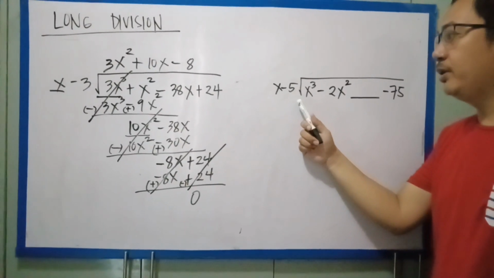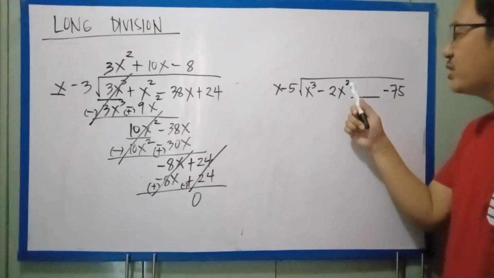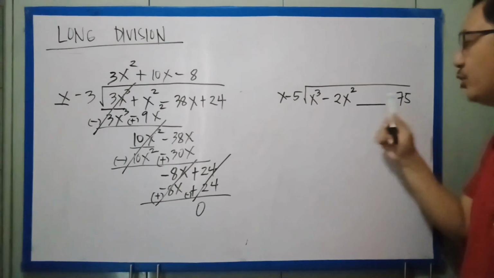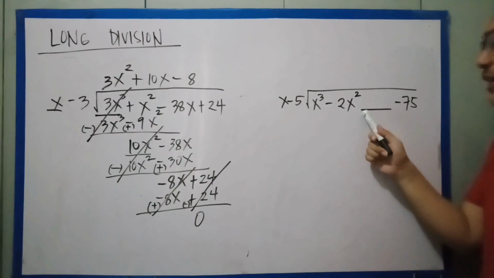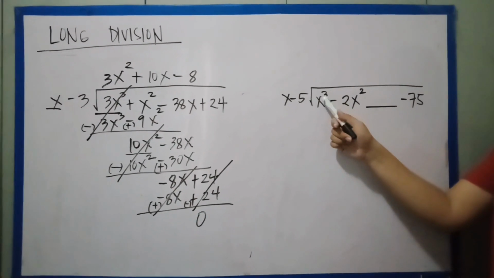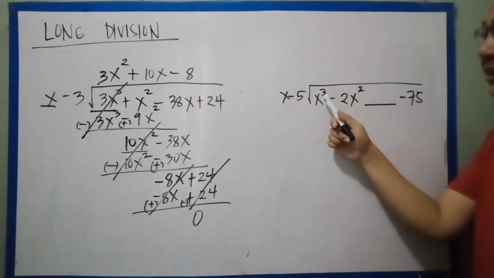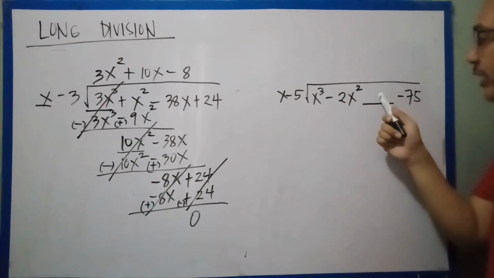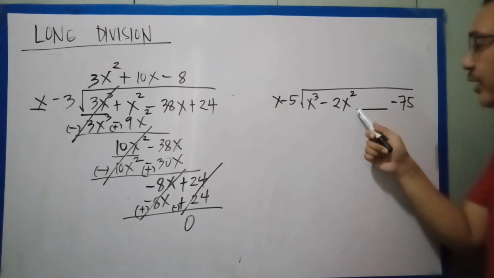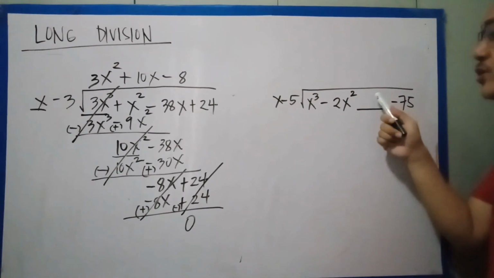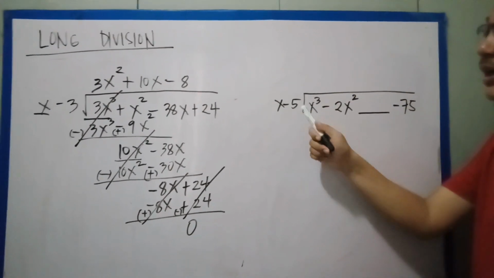Okay. Example number 2, we have x cubed minus 2x squared minus 75. As you notice, why is there a blank here? Kasi, in terms of the exponent, rewriting this into decreasing order, 3, 2, then wala yung x, wala yung 1. Kaya naglagay tayo ng blank na lang dyan. Understood equal to 0 yan. Divided by x minus 5.